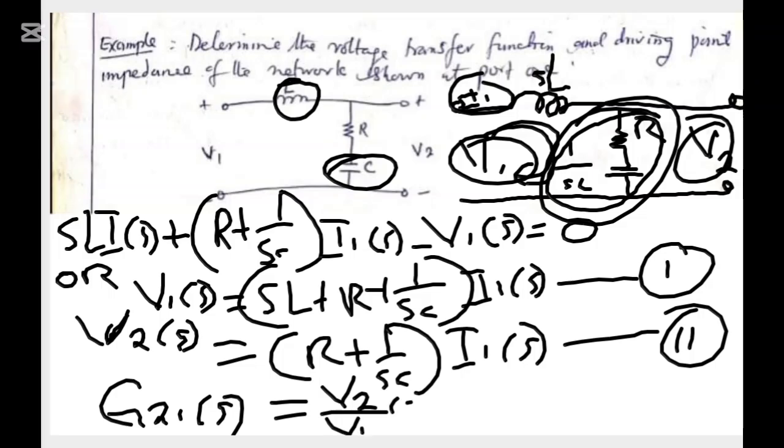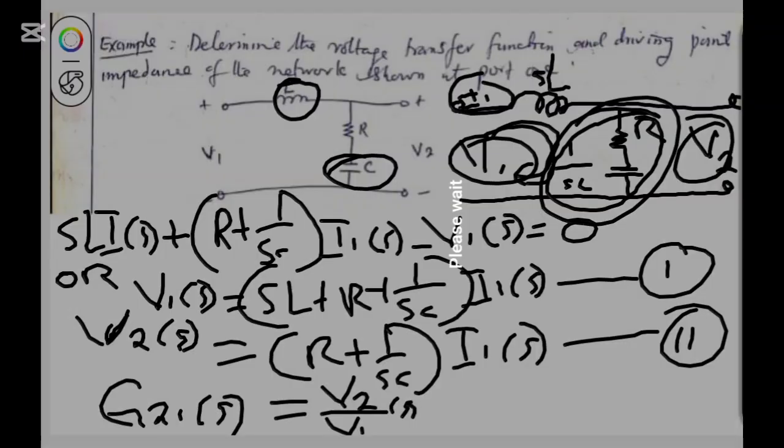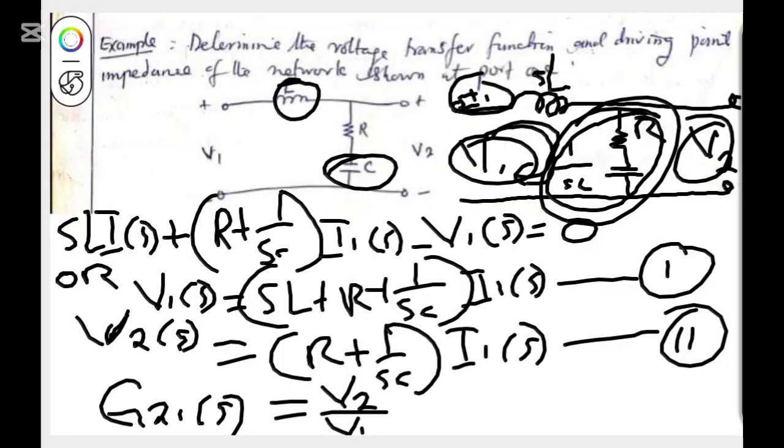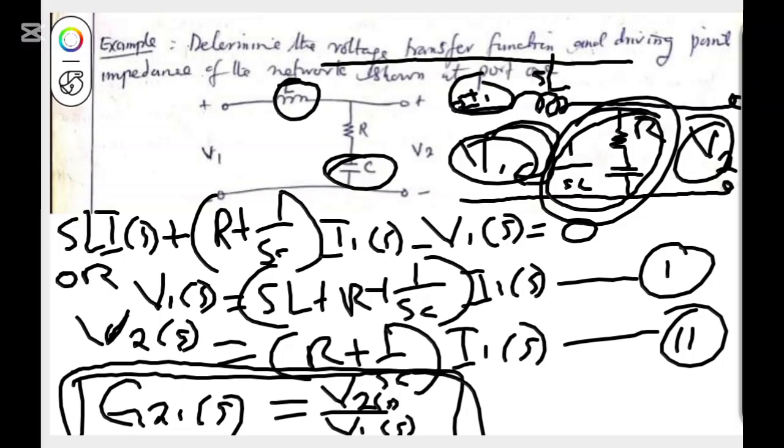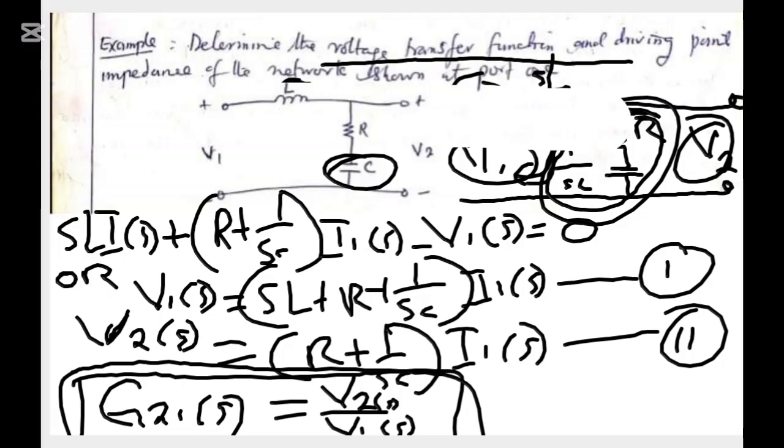But don't forget we have S in the numerator, and also in the denominator we have S. The next thing we are going to do is just use this relation, the voltage transfer function, because we are asked to find the voltage transfer function. So this voltage transfer function, G21 of S, is the same thing as V2 divided by V1. You have to take note of that.